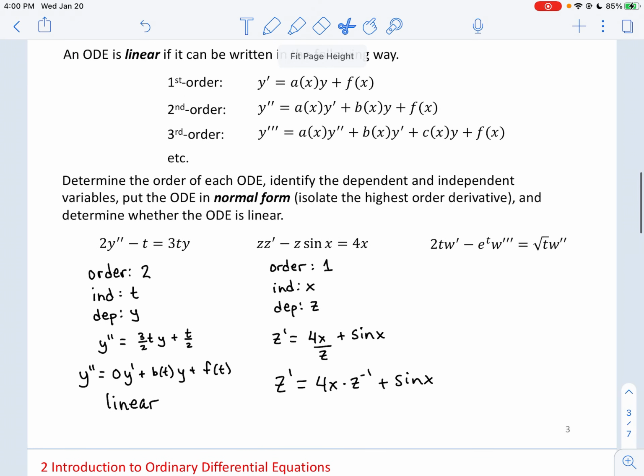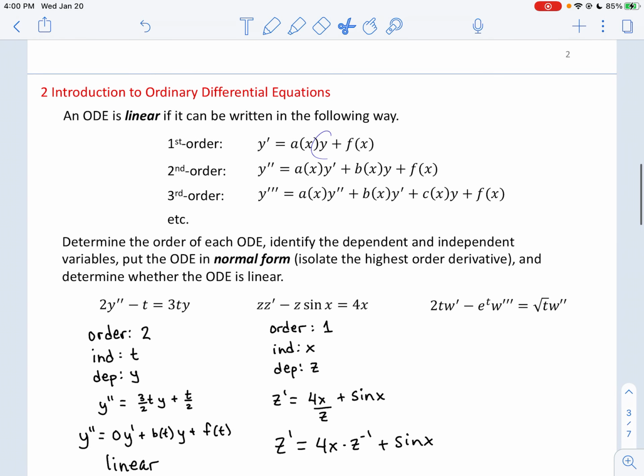So we could say that this is the a of x right there, and this is the f of x, but this is a z to the minus 1. It has to be a z to the first in order to be a linear term. All the powers on the dependent variables and their derivatives must be power 1.